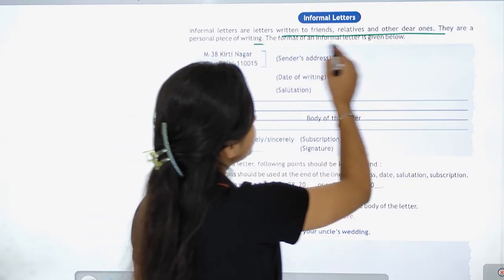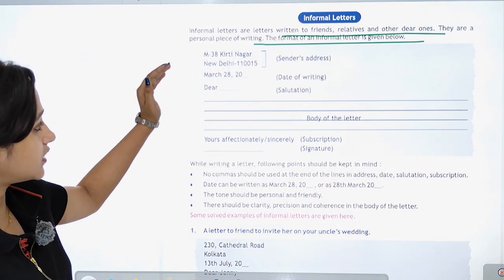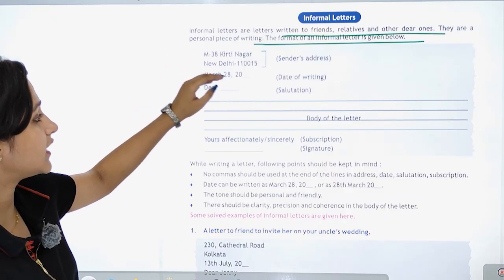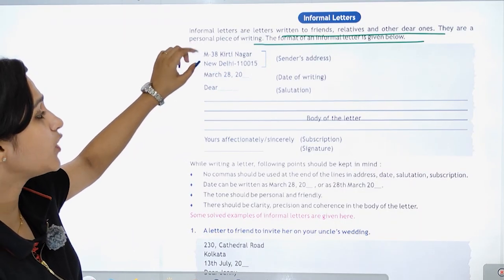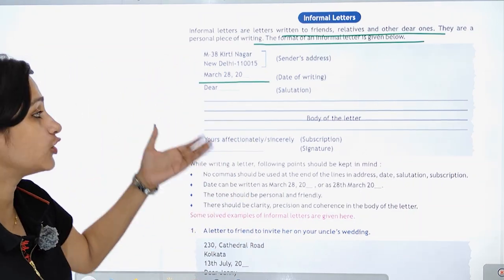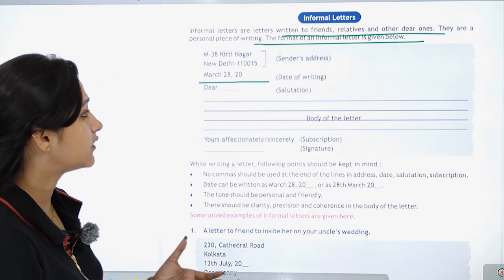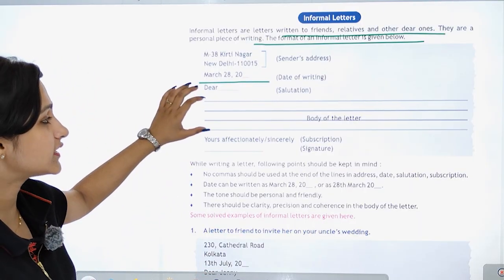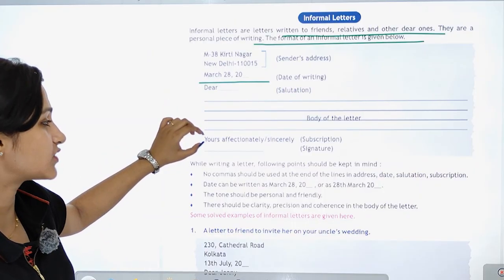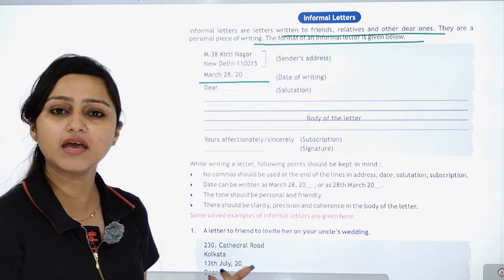The format of an informal letter is given below. Here is the format given. Like M38 Kirti Nagar, New Delhi. Sender's का address आता है यहाँ पे. उसके नीचे आपको क्या लिखना होता है? You have to write the date of writing, जिस दिन आप letter लिख रहे हो. Below that salutation, dear mama, dear anyone, whoever you want to write. उसके नीचे क्या लिखना है आपको? Just below that you have to write the body of the letter, and just below that subscription, yours affectionately, yours sincerely, yours lovingly. Below that your name.